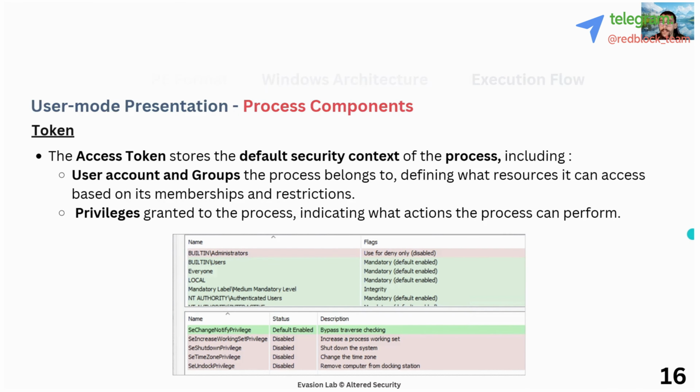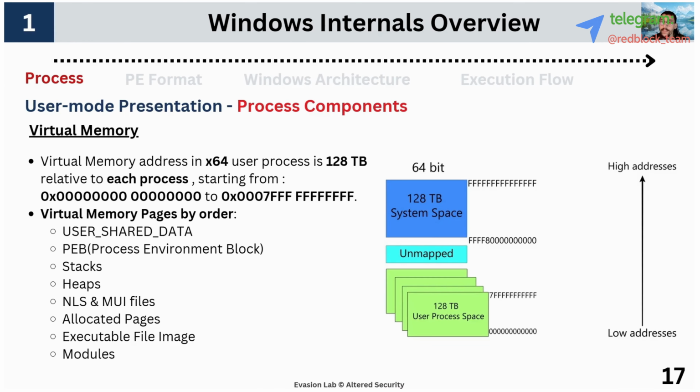Now let's take a look at virtual memory. In x64 Windows, virtual memory provides each user process with a 128 terabyte address space, giving the illusion of a continuous block of memory. This virtual address space is unique to each process, ensuring isolation and security. The virtual address range for a user process is 0x0 to 0x007FFFFFFFFFFF. This large address space allows applications to efficiently manage memory without directly accessing physical memory.